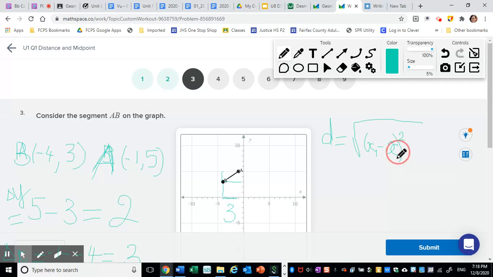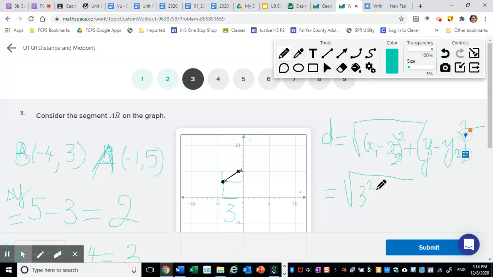Minus x2, x sub 2 squared, right? And then plus y1 minus y sub 2, and then square, okay? Square up. And then we know that x sub 1 minus x sub 2, you found that earlier, is 3, right? That would be 3 squared, right?